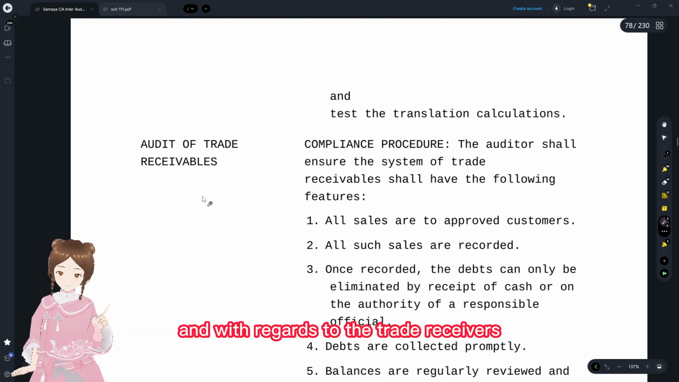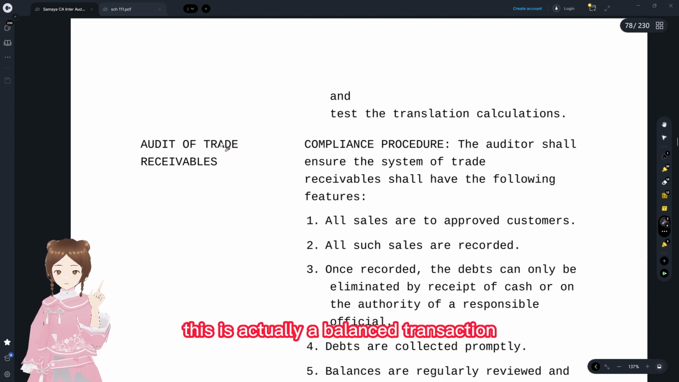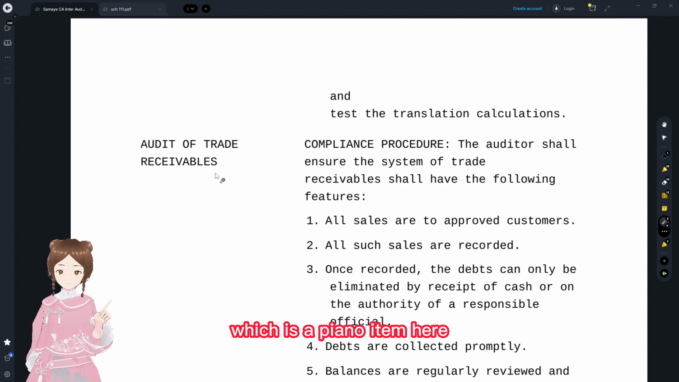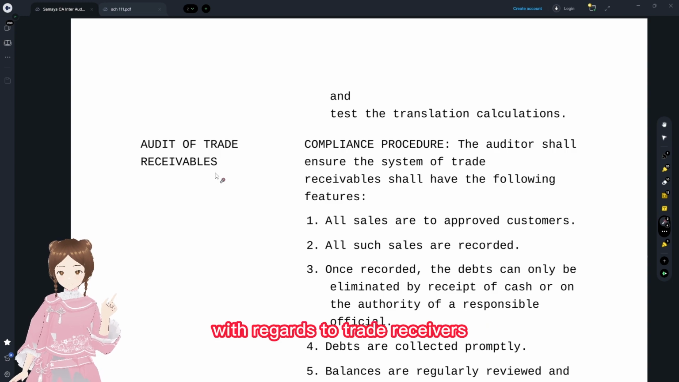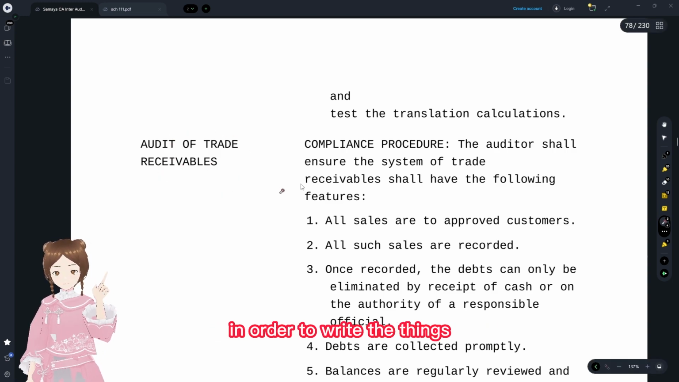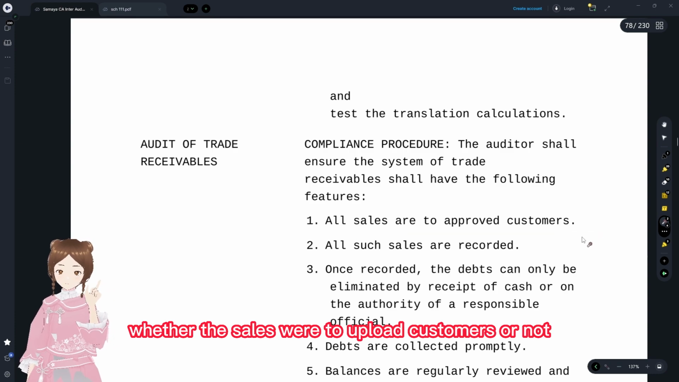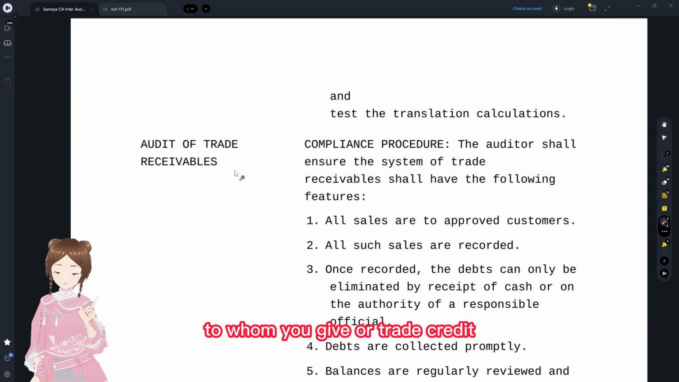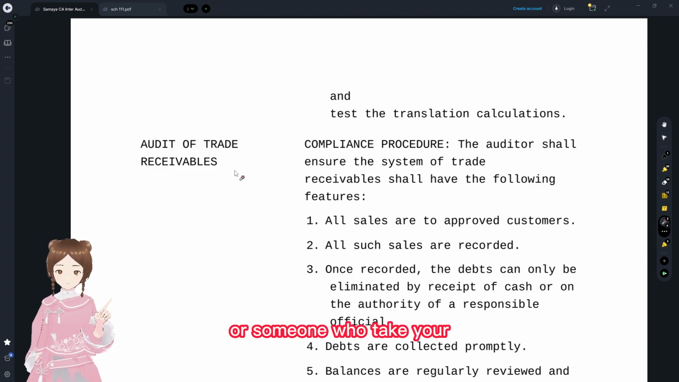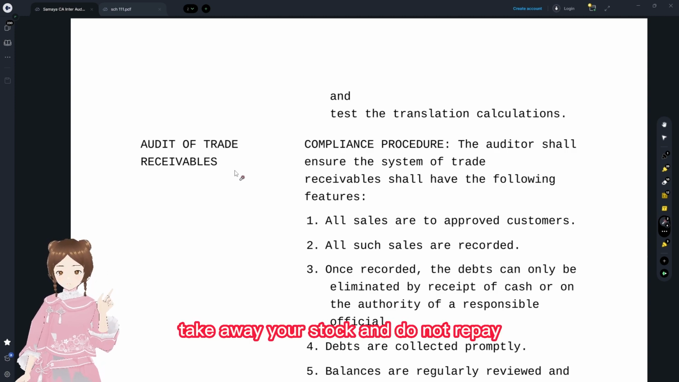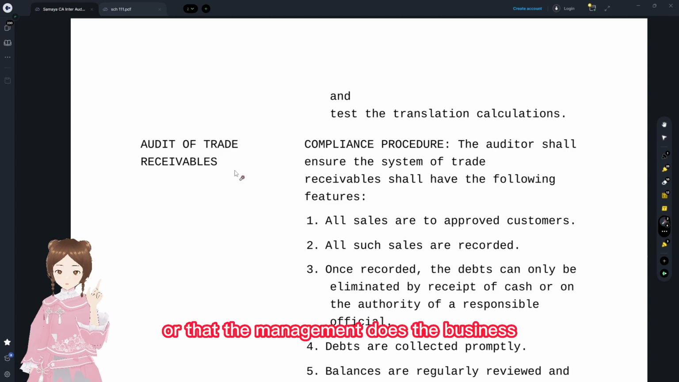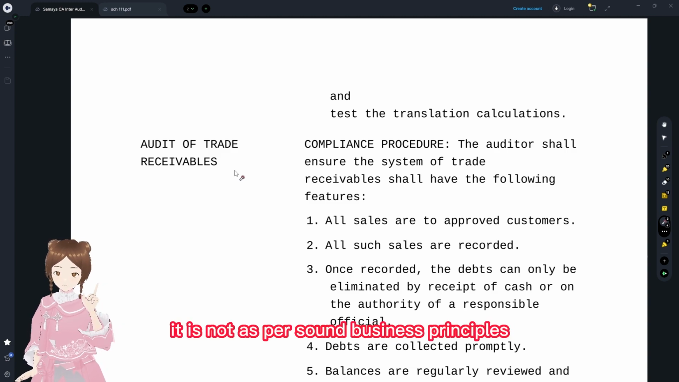And with regard to trade receivables, it's a combination of sales. This is actually a balance sheet transaction, but it has occurred through a sale, which is a P&L item. So you have to combine both things with regard to trade receivables. First thing, whether the sales were to approved customers or not. Trade receivables is giving trade credit to regular customers. Someone who takes away your stock and does not repay, that would become a bad debt, and it is not the way the management does business. It is not as per sound business principles.